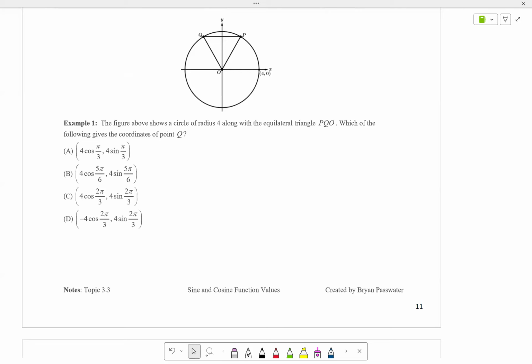Okay, folks. Ready or not, I'm just going to tell you what it is. Now this is talking about the coordinates of Q, right? And that's in the second quadrant, so the x coordinate is negative. That's why the answer is obviously D. Any questions about that?